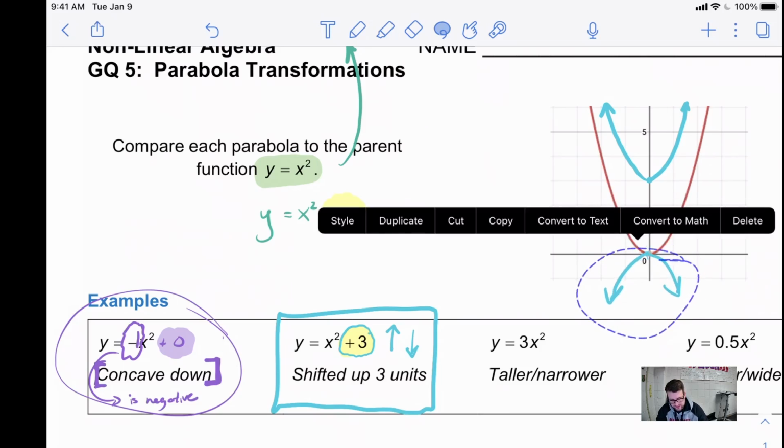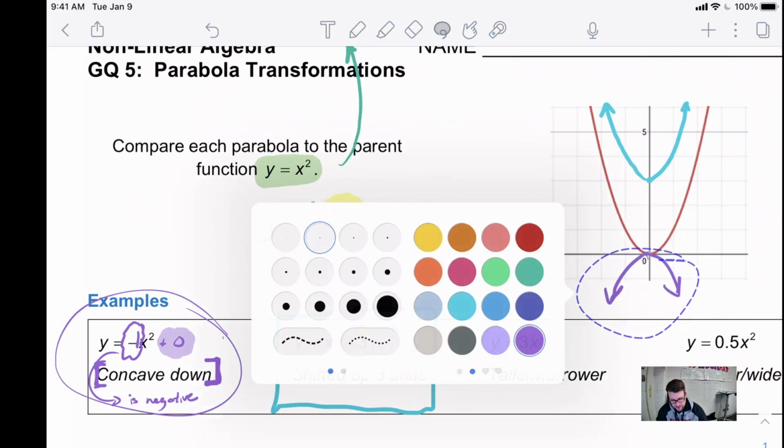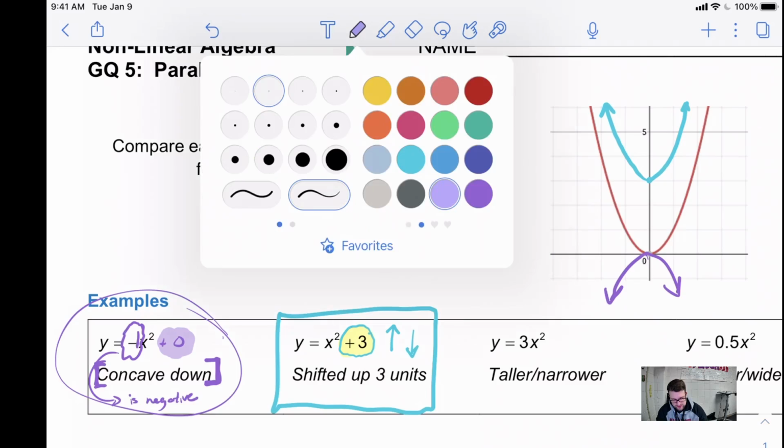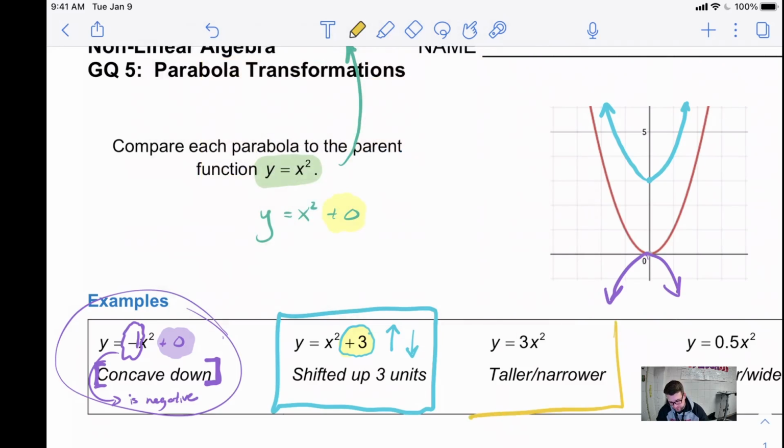So if I just do that, that will make this purple. So, boom. All right, let's go to the next one. So looking at the next one here, we'll do this in this goldish color. We have y is equal to 3x squared.